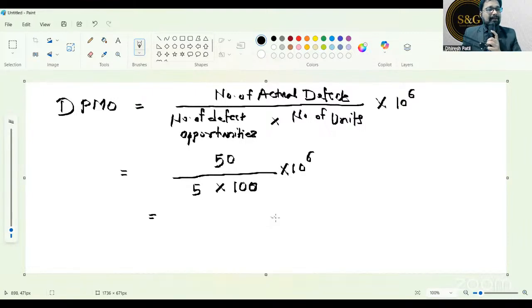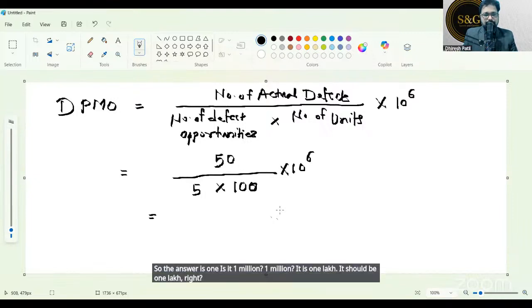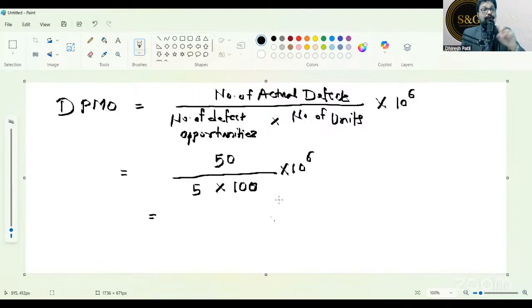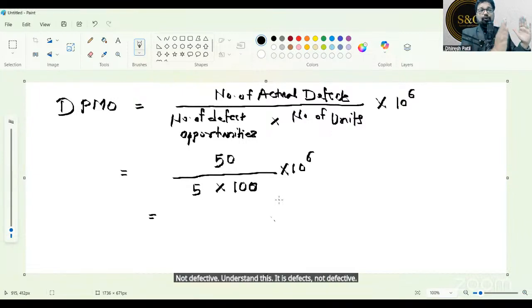Is it 1 million? How will it be 1 million? It is 1 lakh. It should be 1 lakh, right? It is not defective. 50 is not defective, Priti. It is defects, not defective. Understand this? It is defects, not defective. We are not calculating ppm here. We are calculating DPMO, defects per million opportunity.